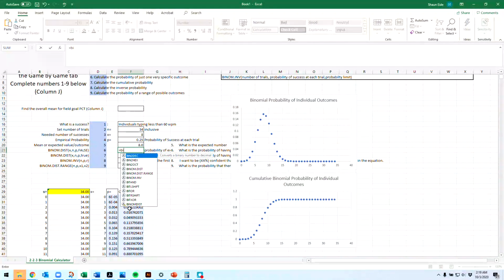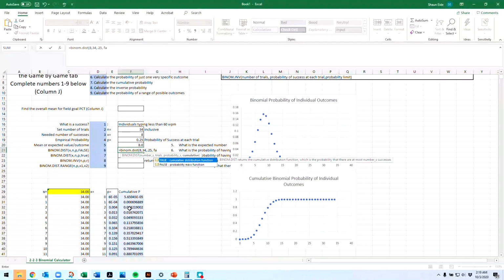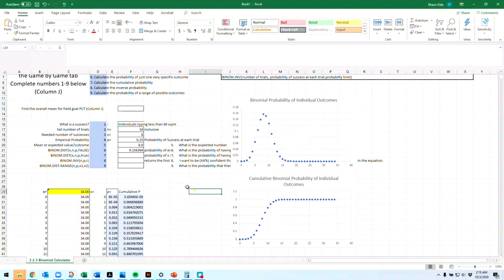So equals BINOM.DIST, and then we put the number of successes. So we're going to put 8, and then the number of trials, 34 trials, and the probability of success at each trial, which is 0.25. Last but not least, we're going to put false, because for this particular instance we only want 8.